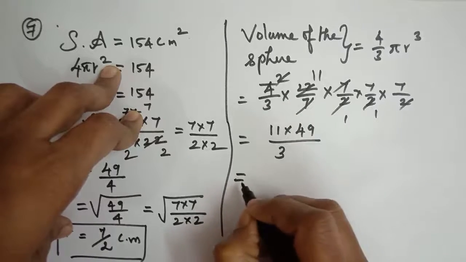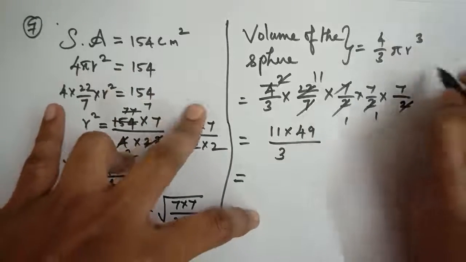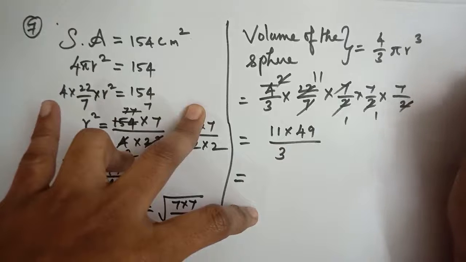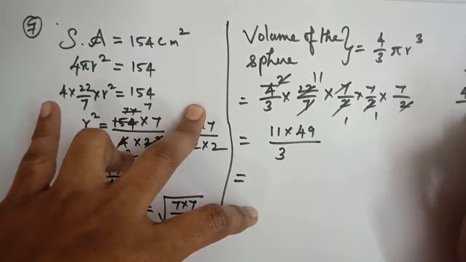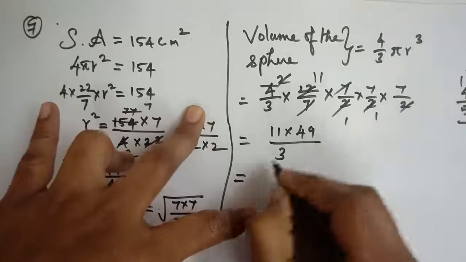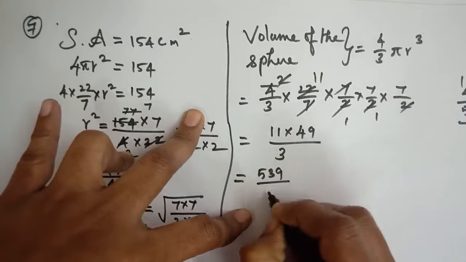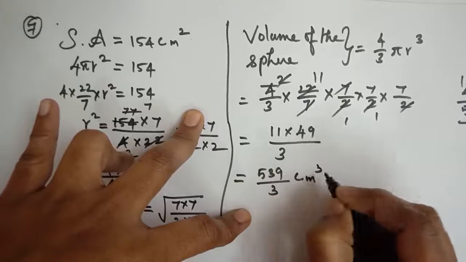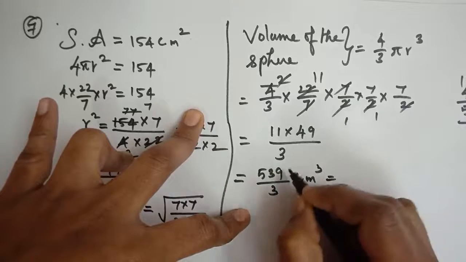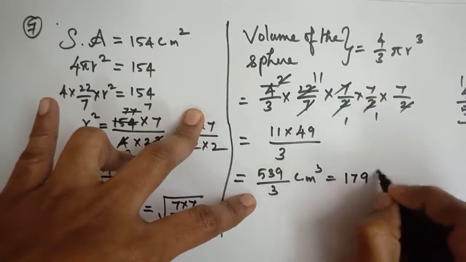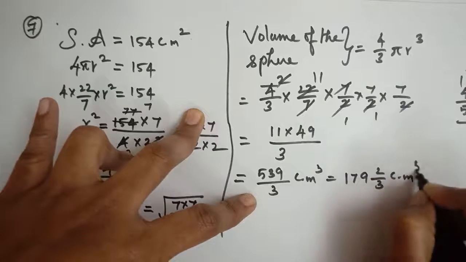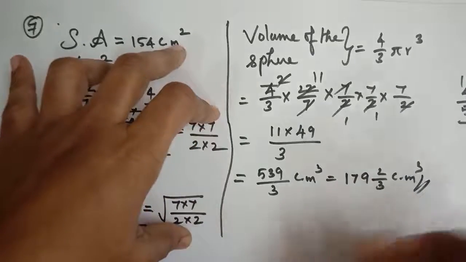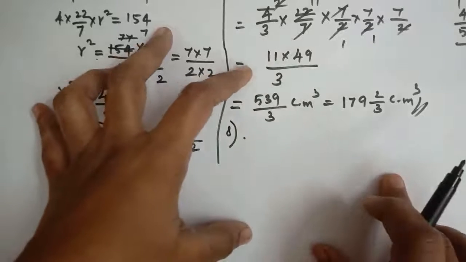So that is equal to 49 into 11, 539. So 539 divided by 3 centimeter cube. If you divide it, then you can get 1792 by 3 centimeter cube. This is the final answer. Is it clear, students? Good. Then let's see the 8th question.